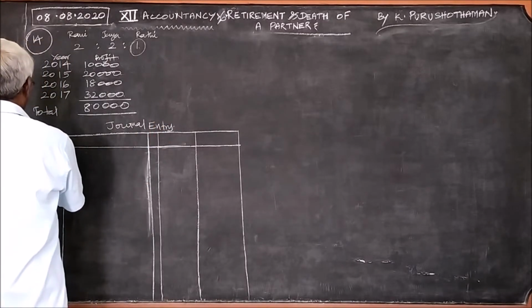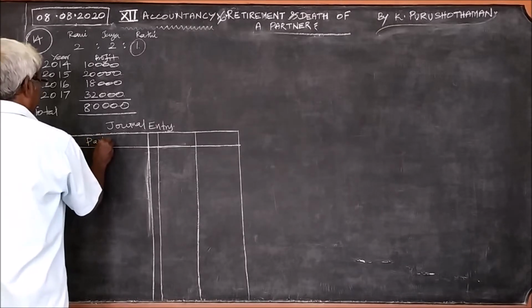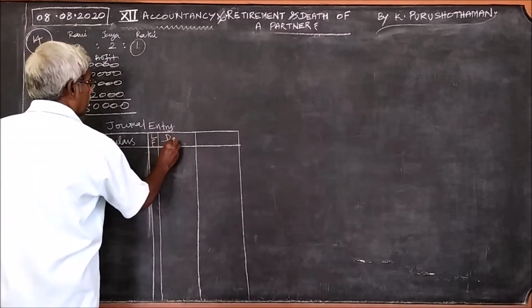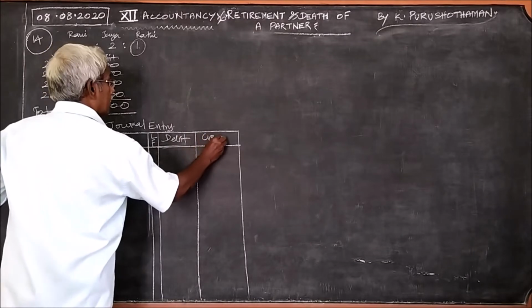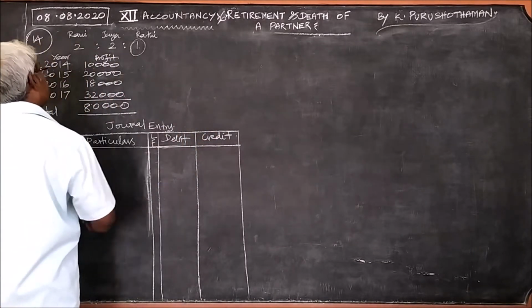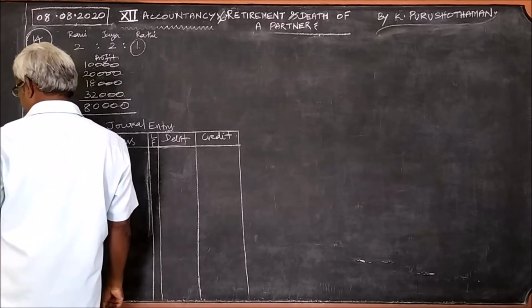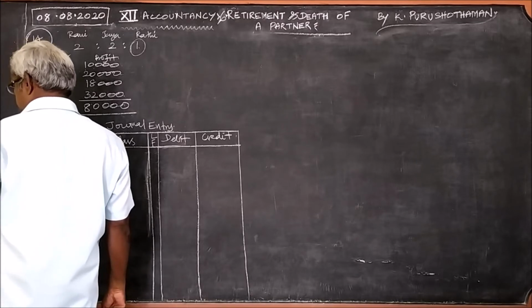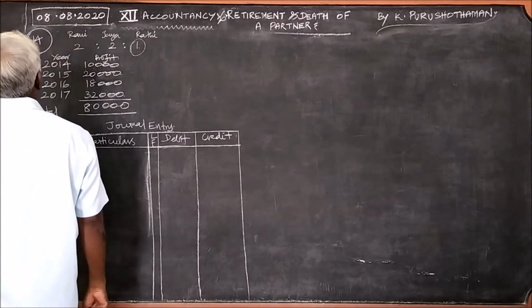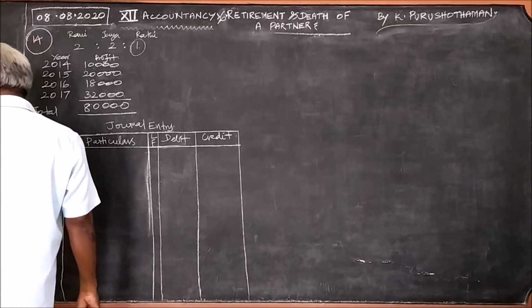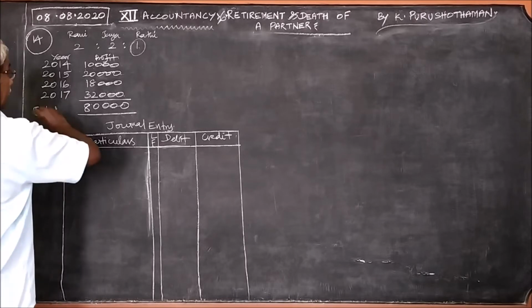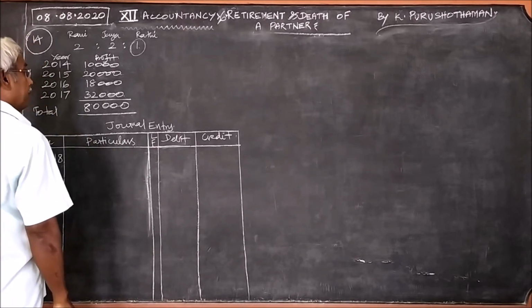As usual, date, particulars, ledger folio, debit, credit. Yes, profit is to be distributed on the basis of previous year's profit. Now on what date is she retiring? On 31/3/18. I said you should go through very carefully.